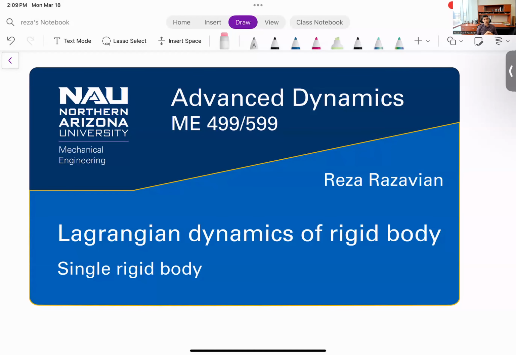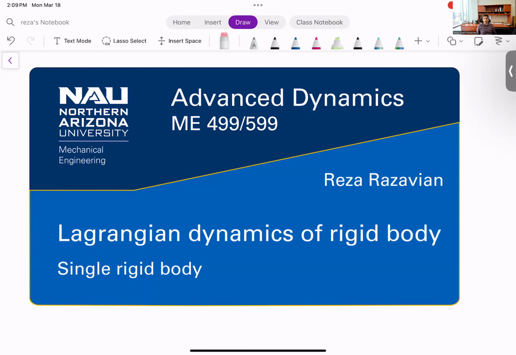Good day, welcome back. In the previous video, we talked about Lagrangian mechanics and the requirements of writing Lagrange equations for rigid bodies. So it was more of a general description of what we need. So let's look at just one quick example of how the Lagrangian equations might look for a single rigid body.